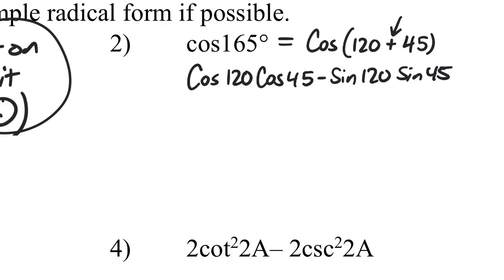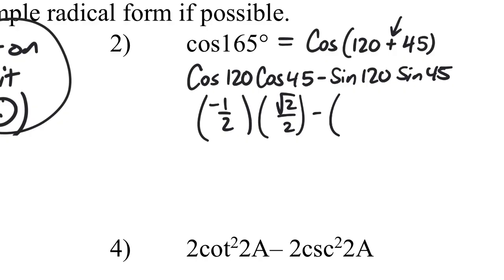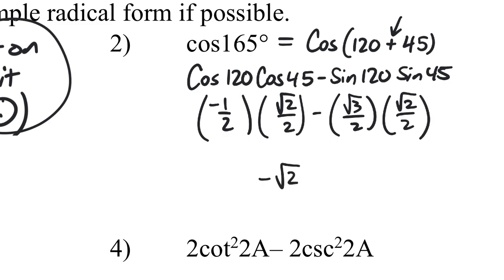So now we're just going to evaluate these. Now we have those unit circle values. So the cosine of 120 is negative 1/2, and the cosine of 45 is root 2 over 2. The sine of 120 is root 3 over 2, and the sine of 45 is root 2 over 2. And when it's all said and done, we'll end up with negative root 2 minus root 6 all over 4.